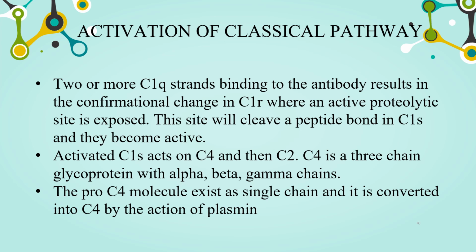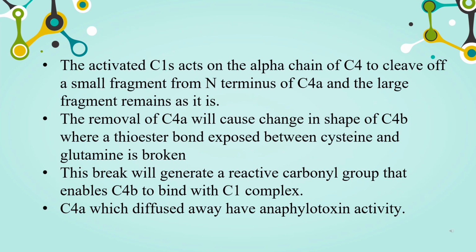C4 is a 3-chain glycoprotein with alpha, beta, and gamma chains. The pro-C4 molecule exists as a single chain and it is converted into C4 by the action of plasmin. The activated C1s acts on the alpha chain of C4 to cleave off a small fragment from the N-terminus, C4a, and the large fragment remains as it is.